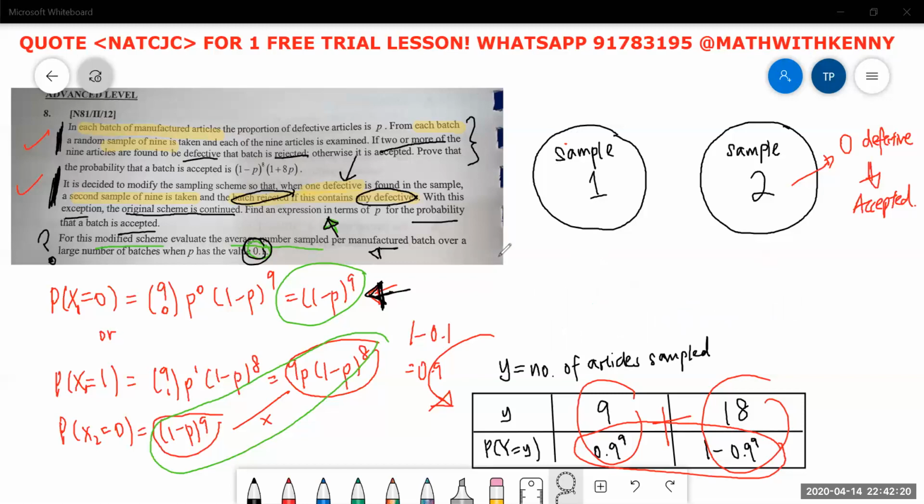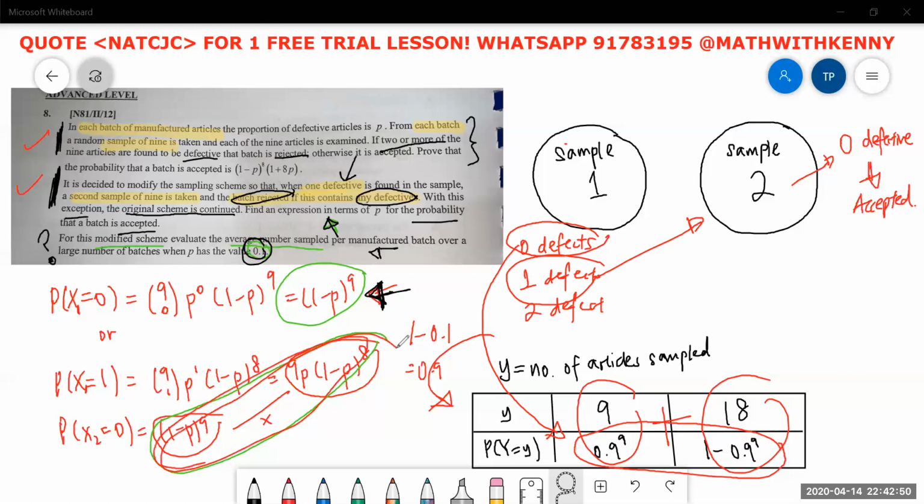To only test sample 1, remember just now I said 0 defects, 1 defect, and 2 defects. If it's 0 defects, it will be this probability. If it's 1 defect, it will go to sample 2, which is this probability over here. If it's 2 defects, straight away it's rejected also, which means it should add to this probability also. So what's the probability of finding 2 defects? So we add another column?